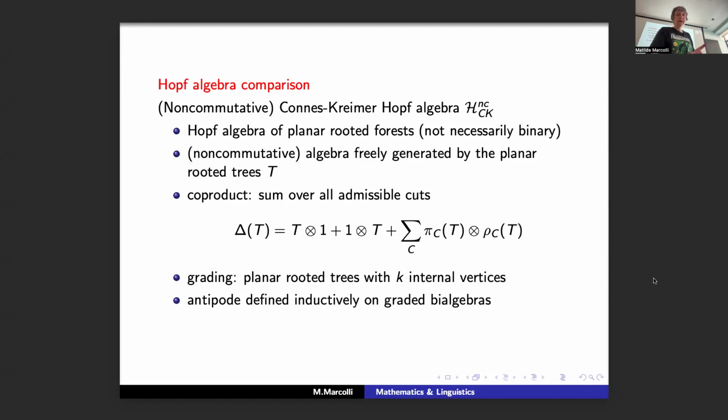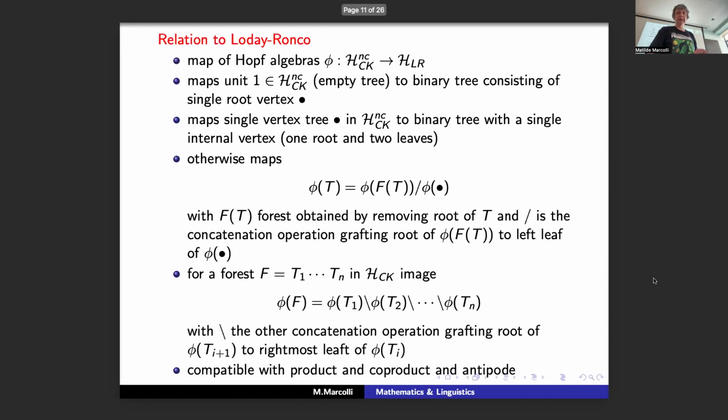So it turns out that there is a relation between this algebra of trees or forests with this kind of coproduct and the Loday-Ronco Hopf algebra. But again, it's more complicated than what you would like to have, in the sense that, to relate this, you need to use not just binary trees, but also trees that are not necessarily binary.